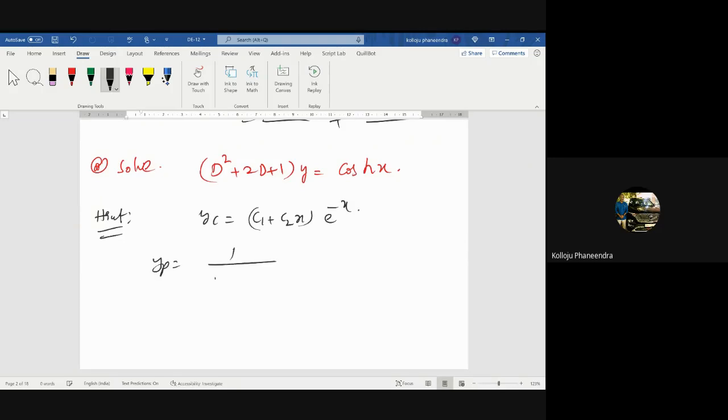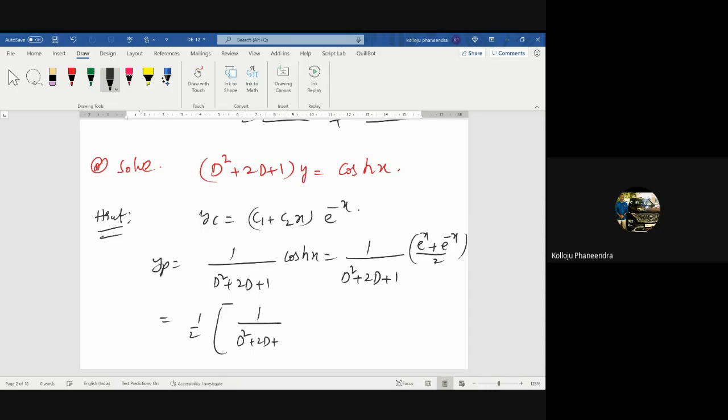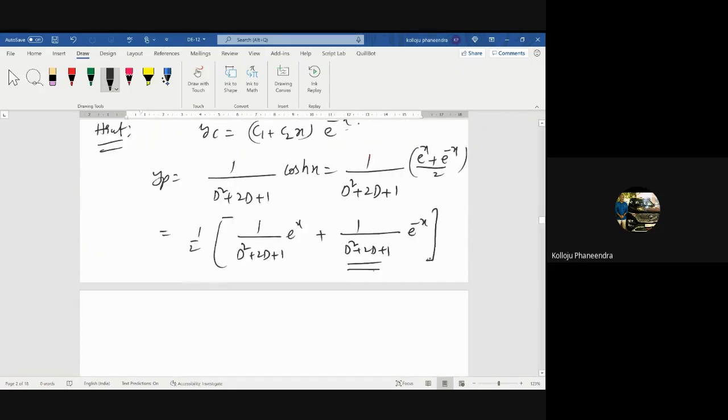Coming to yp, 1 by D square plus 2D plus 1 into cosine hx. So you write this as cosine hx. There is no formula for this directly, but for cosine hx, you know the formula, right? So the problem is now transformed to e power x by 2 times 1 by D square plus 2D plus 1 into e power x, plus 1 by D square plus 2D plus 1 into e power minus x. Since minus 1 is the root, I think this part will be 0. When this part is 0, put 1x. Let me complete fast.